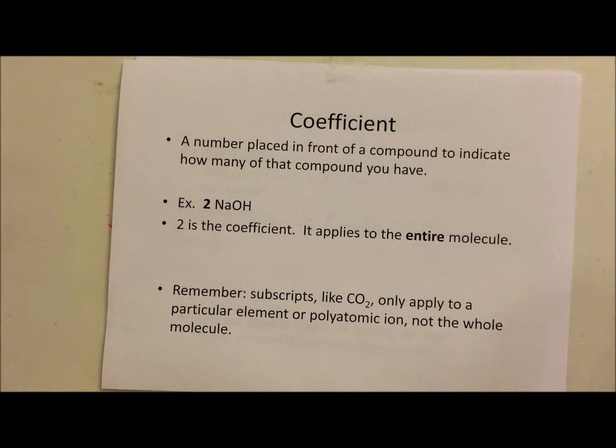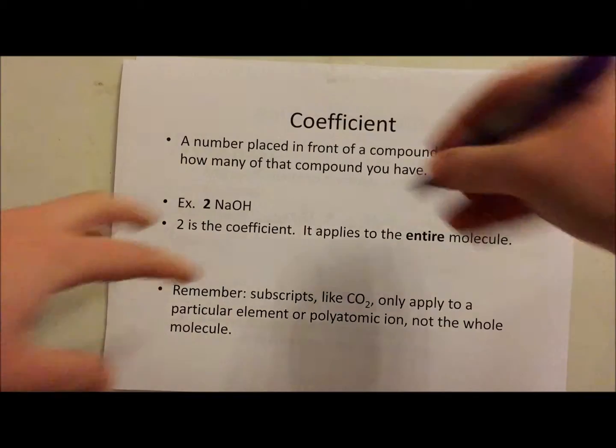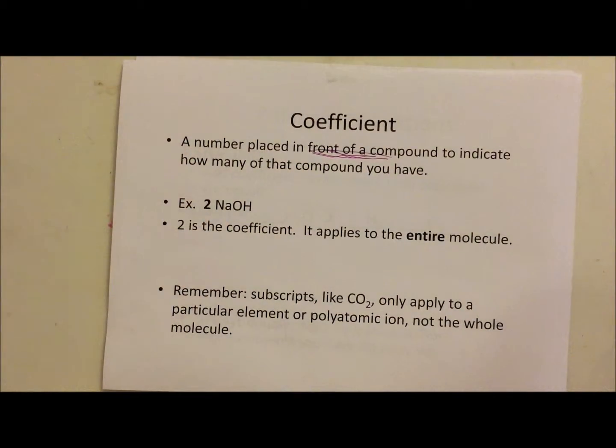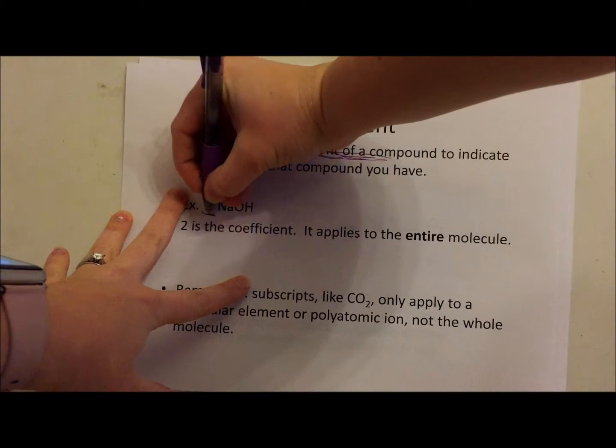Okay, right underneath that chemical equation on your foldable, you're going to see a coefficient. Now our coefficient is going to go in front of the compound you have. Okay, so that's key. It has to go in front. It's not going to go in the middle. It's not going to go on the side. It's always going to be located on the front.